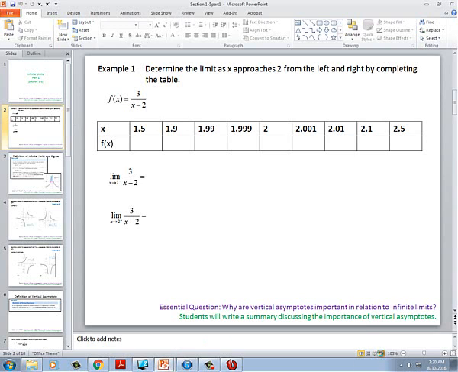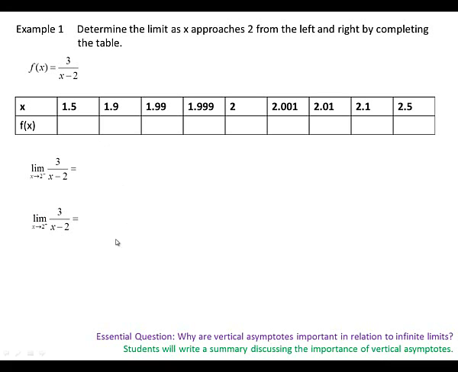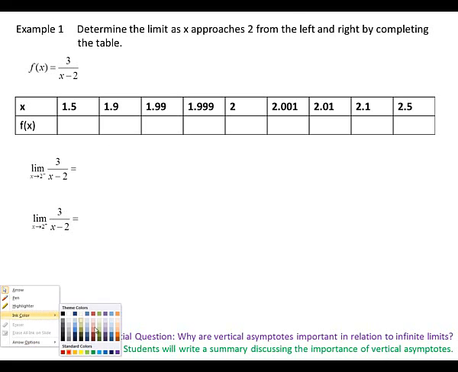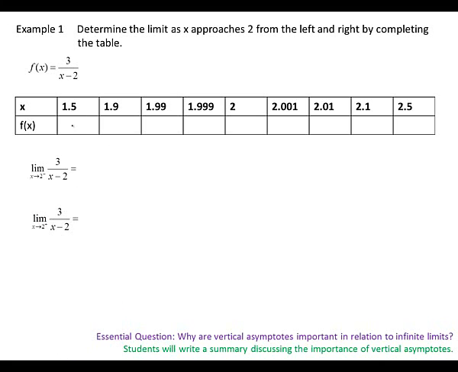Okay, let's check it. All right. So let's see what you ended up with. So you tell me, what did we get for 1.5? -6. Good, and 1.9. And 1.99. And 1.999. Good, and 2 we wouldn't have gotten anything because it's undefined, right? Correct. That's why we're trying to look at the limit as it approaches that value. All right, 2.001. 3,000 and 2.01. 300 and 2.1.